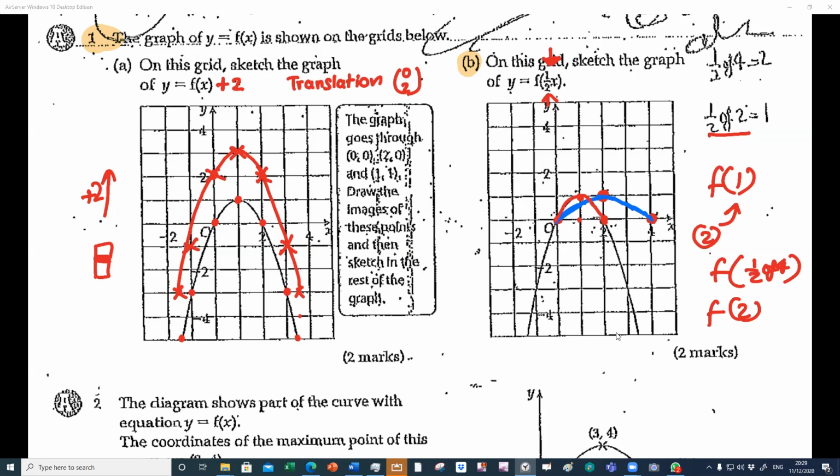The bit which hasn't moved was the 0 point. That one didn't move anywhere because f of 0 and f of half of 0 is the same thing. So now that red part has stretched over twice the space. It was between 0 and 2. Now it's between 0 and 4.